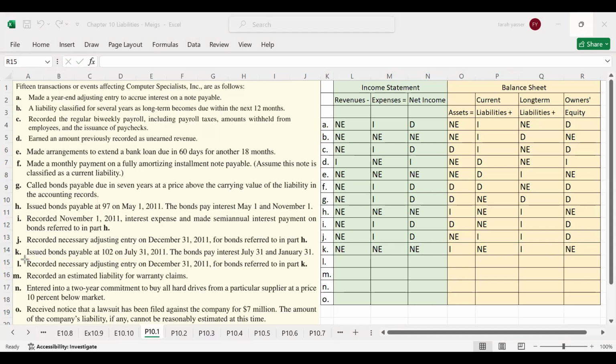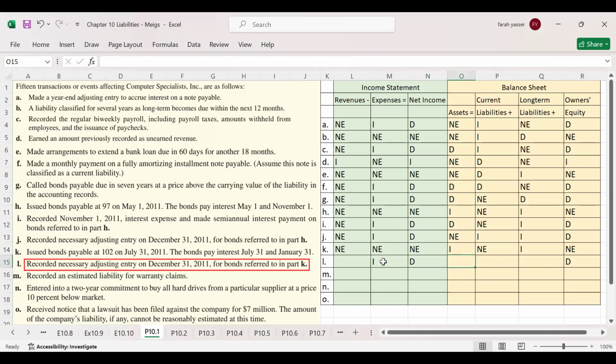Next transaction is about recording of adjusting entries for the bond referred to in part K. So while recording the adjusting entry in part K, the interest expense will be increased. And as expenses are increasing in this case, this means that net income will also be decreased. And then the same impact on owner's equity.